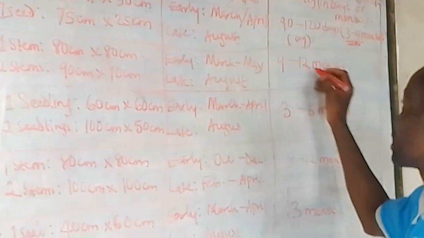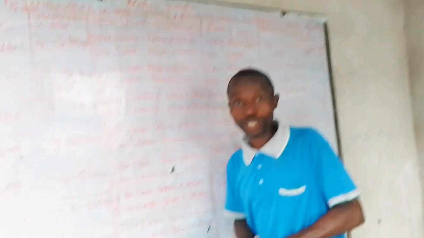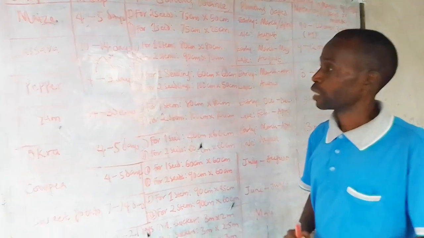So it takes 9 to 12 months for it to germinate. 9 to 12 months.